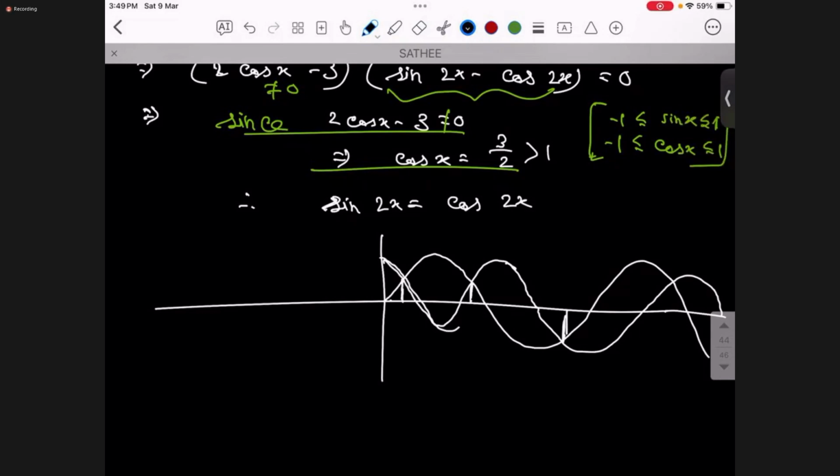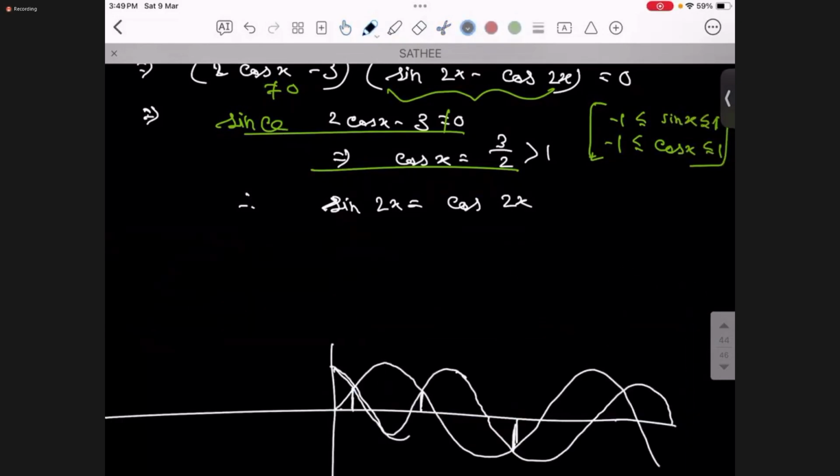Another way to think about it: this will give us tan 2x equals 1. This means 2x equals the angle whose tan is 1, which is pi by 4 or some integer multiple of pi by 4. And we know that the value of tan repeats after each pi step. So we can write this as n pi plus pi by 4.